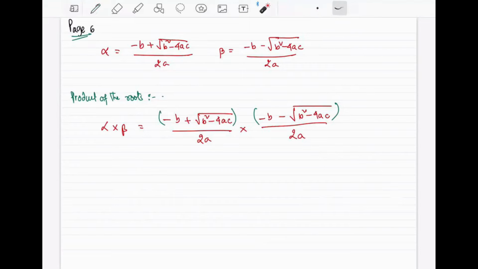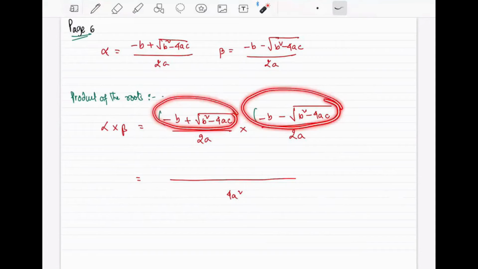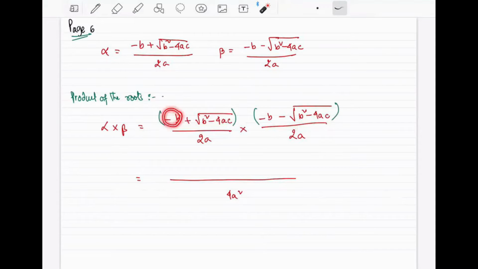Okay, if you multiply, let's just multiply the denominator first. 2a into 2a, 4a square, right? 2 2s are 4, a into a, we will get a square. Look at the numerator. What are the terms? Minus b and root over b square minus 4ac. In here, it's minus b and root over b square minus 4ac. Same terms, right? What's the difference then? There is a plus sign here, and there is a minus sign here.